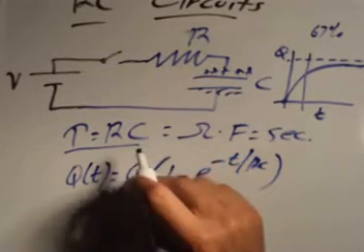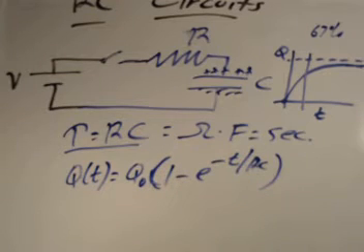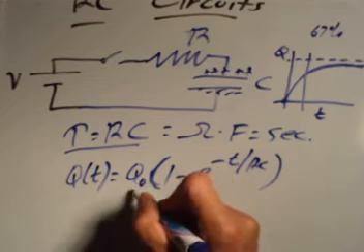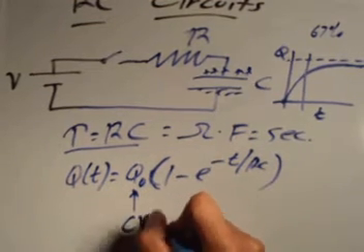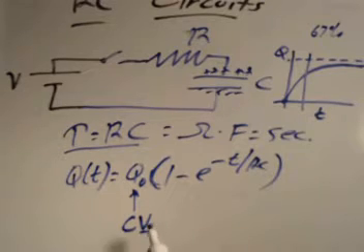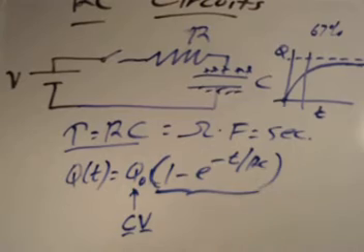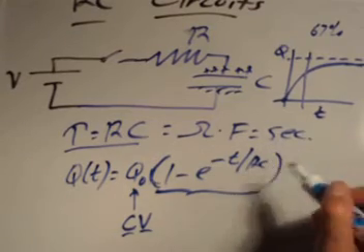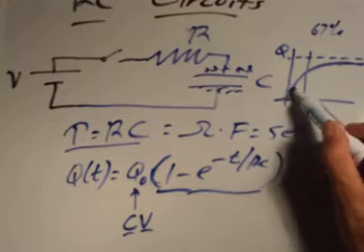This is the capacitor charging equation that exists when you close a switch and get a capacitor charged. Q naught is, of course, the maximum charge we ever expect to get across the capacitor, which is just C times V. Whatever the maximum voltage is times the capacitance is what Q naught would be. And then this funny form, 1 minus e to the minus t over RC, is the form of this charging equation that we see.